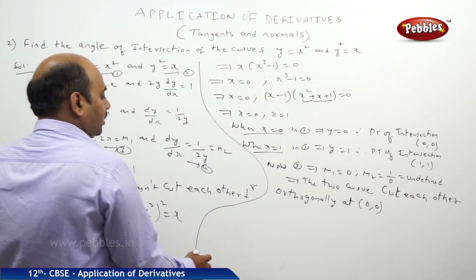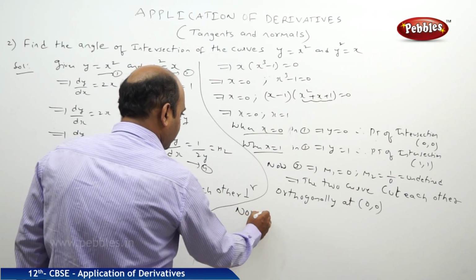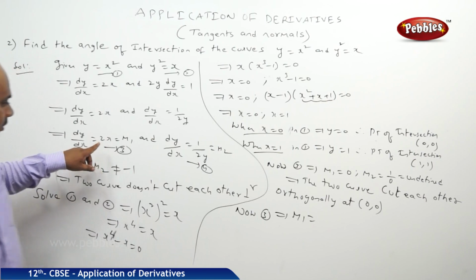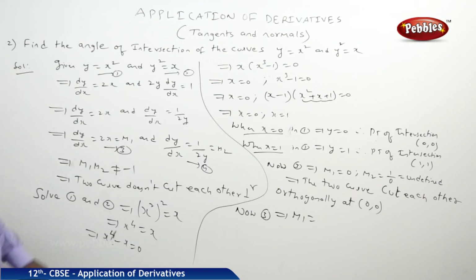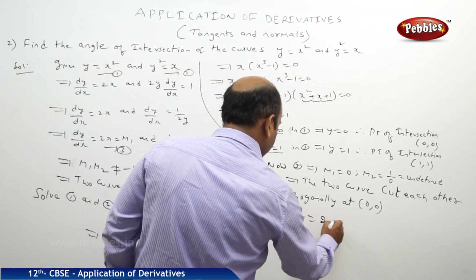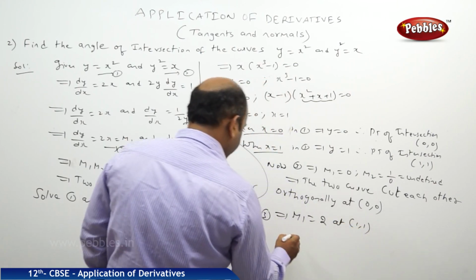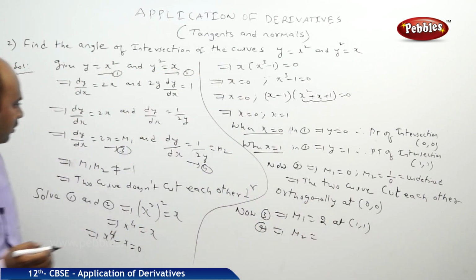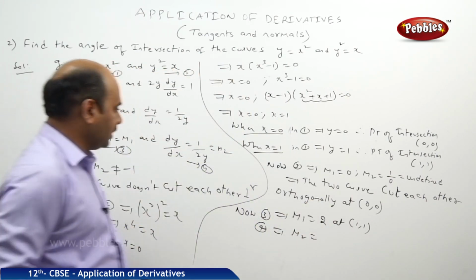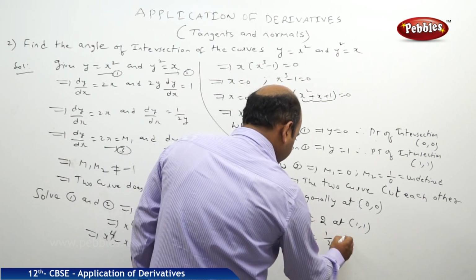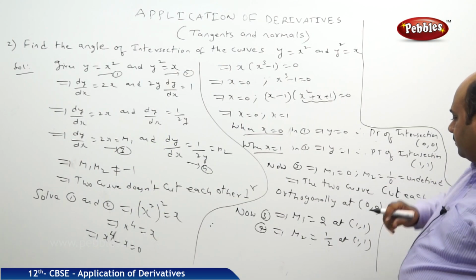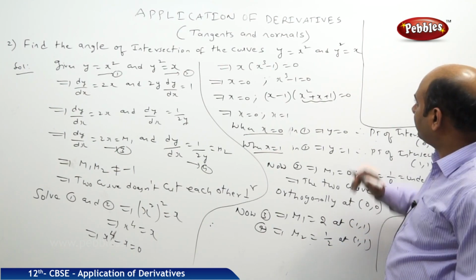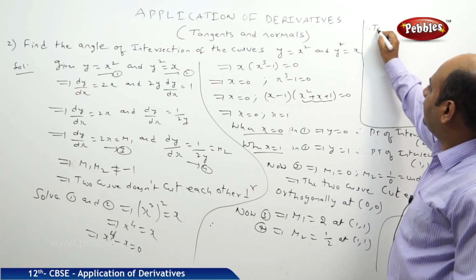Now we shall see what will be the angle at the point of intersection (1, 1). From 3, m1 is equal to 2 at (1, 1). And from 4, m2 at the point (1, 1) will be 1 by 2. So we got m1 is equal to 2 and m2 is equal to 1 by 2 at (1, 1). Therefore I want to find the angle between the curves.